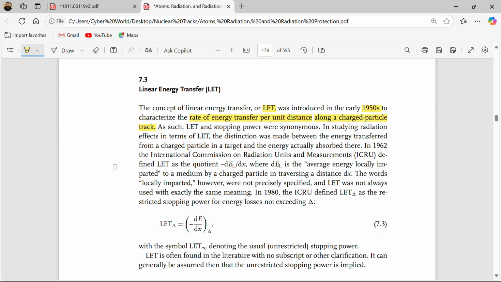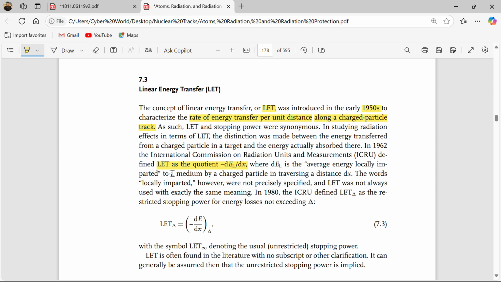In 1962, the International Commission on Radiation Units and Measurements, ICRU, defined LET. You know that many measurements have their parameters defined. So LET can be defined as a quotient of minus dE by dx, with an L in the subscript. So basically, the LET is similar to the restricted stopping power, which is the rate of energy transfer.